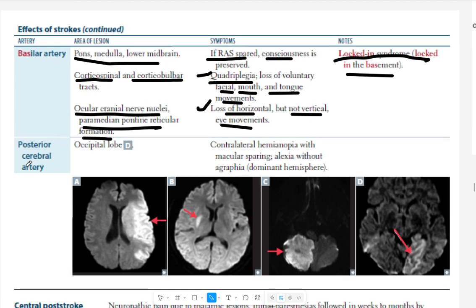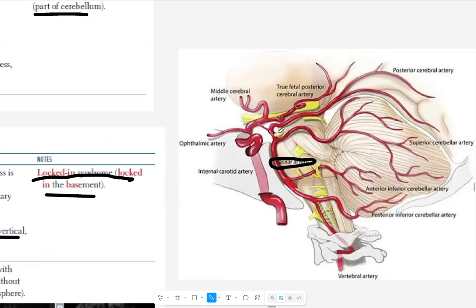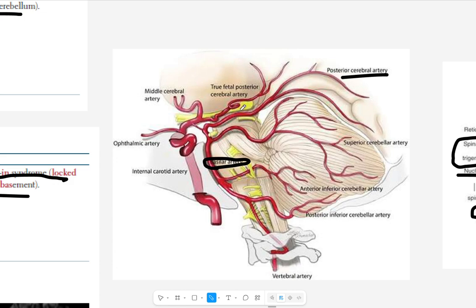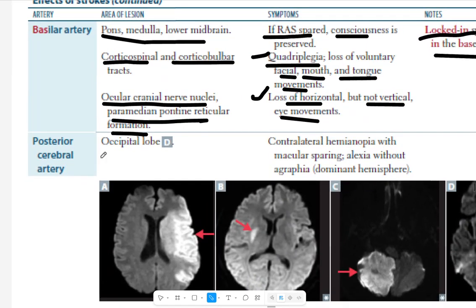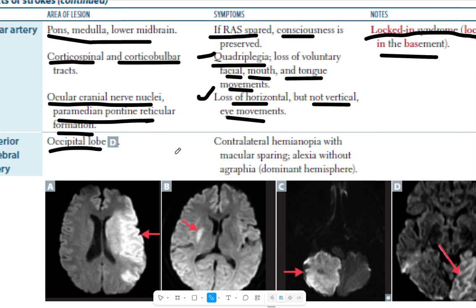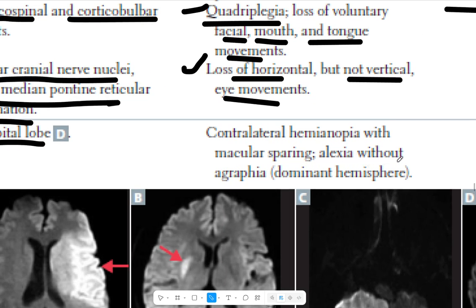Then we have the posterior cerebral artery. I just showed you the posterior cerebral artery. This is the posterior cerebral artery, coming off of the basilar artery here. When you lose the posterior cerebral artery, you lose the occipital lobe. So you get contralateral hemianopia with macular sparing, right? This is it. Also, what else do you get? You get alexia without agraphia in the dominant hemisphere.